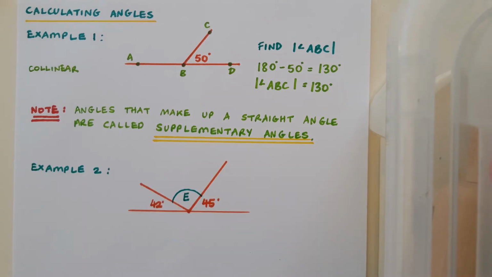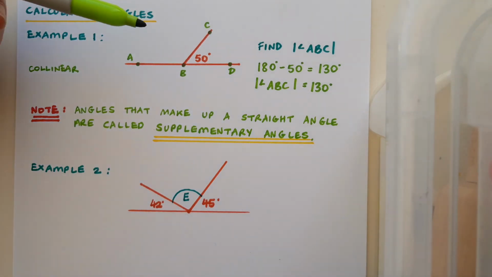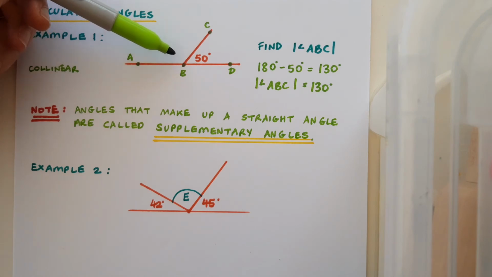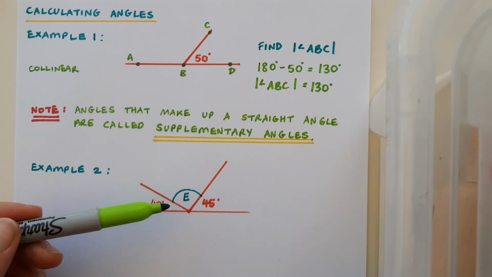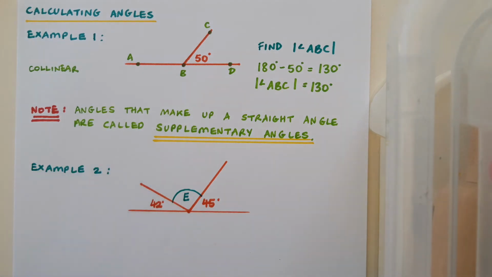Here's a second example. First of all, notice how the diagram is put together slightly differently from the previous example. In the previous example, I used the standard notation for naming angles by using 3 letters. So for example, this angle was the angle ABC, and this angle was the angle CBD. In this case, we see a diagram where there are no points marked in, and the angle is just named by a letter. In this case, we want to find the size of the angle E.